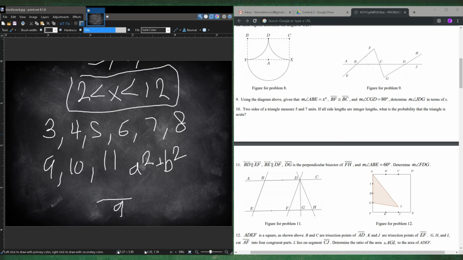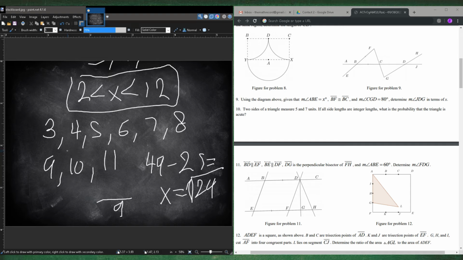7 squared is 49. So 49 minus 25, which is 5 squared, is equal to 24. So if it's greater than square root 24, because that's the side length for it to be a right triangle, then technically it's going to be acute. So square root 24, which is between 4 and 5, since 4 squared is 16 and 5 squared is 25.